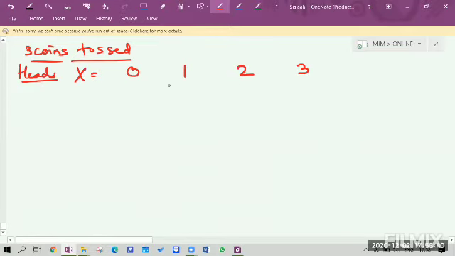Okay, so now the question is how many heads? So it could be 0, 1, 2 or 3. Now, if I am here to find out the probability that I get 0 heads, when would I get 0 heads? When I have all tails coming up, all 3 tails. So that can happen once out of 8. Do you understand this?